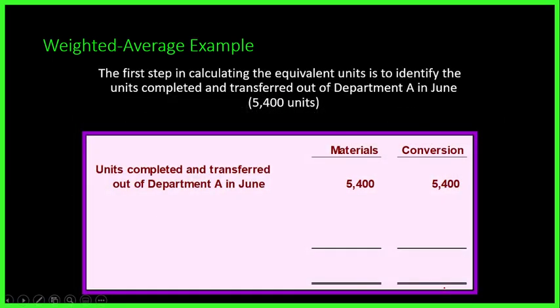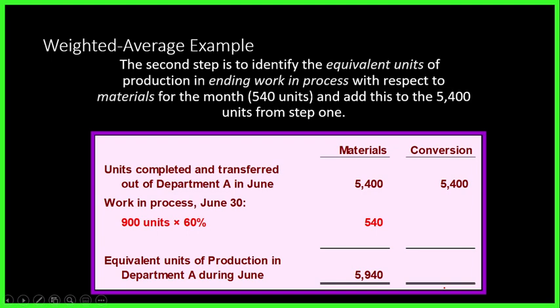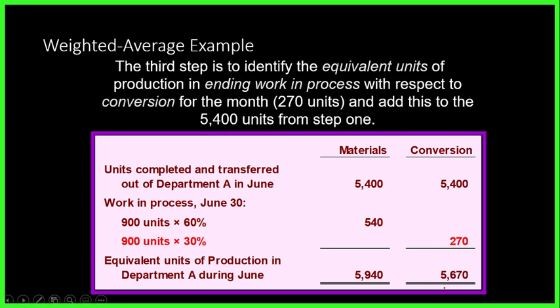Now, from there, you can now compute your equivalent units of production. For weighted average, madali lang yan, you start with the units completed and transferred, units lang. So you have 5,400 and then you add the percentage of completion from your ending inventory. So if materials is 60% completed, you simply multiply that with 900 units. For conversion, 30% of that was completed, so you multiply that by 900 units.